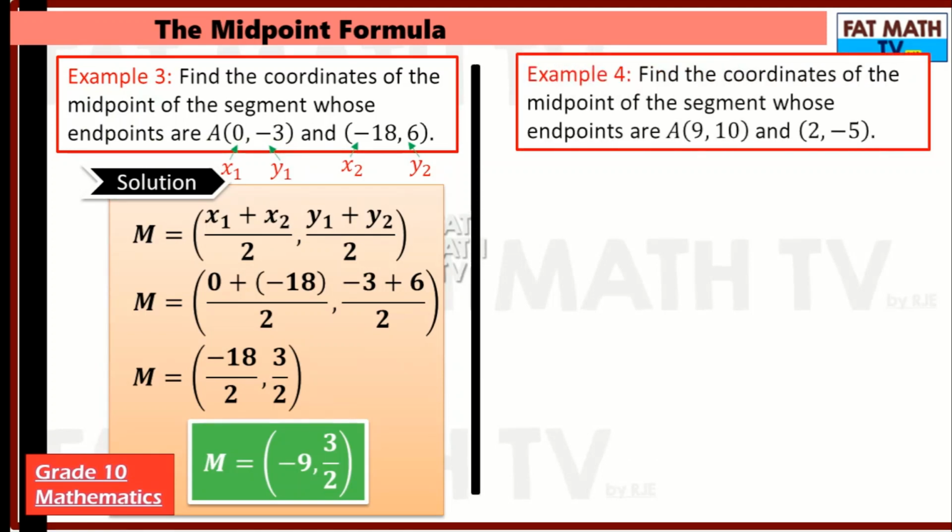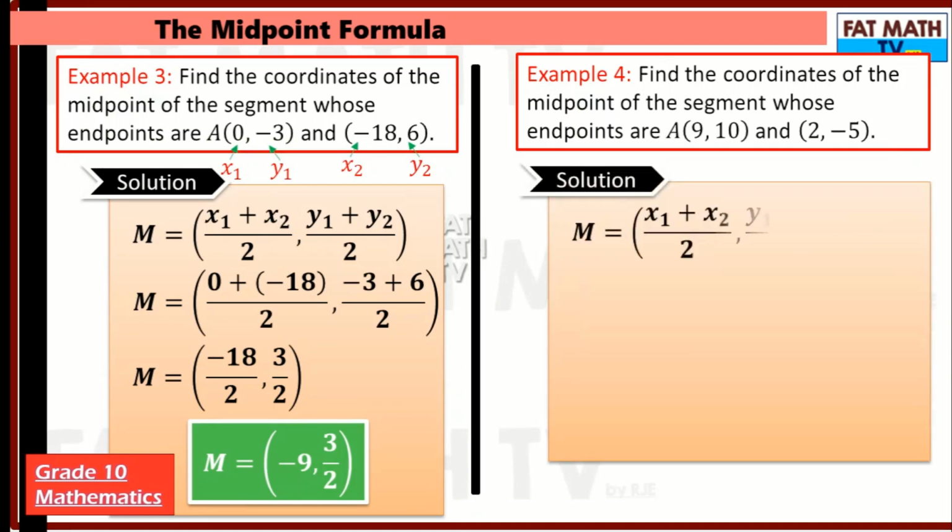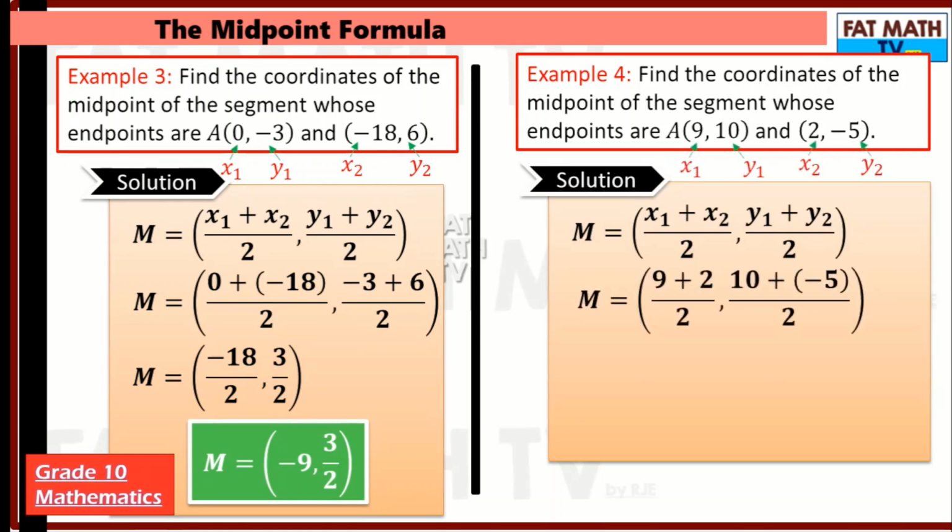How about the midpoint of the segment whose endpoints are 9, 10, and 2, negative 5? So we will have 9 plus 2 over 2 and 10 plus negative 5 over 2. So that's 11 over 2 and 5 over 2, or 11 halves and 5 halves. So 11 halves, 5 halves is the midpoint.